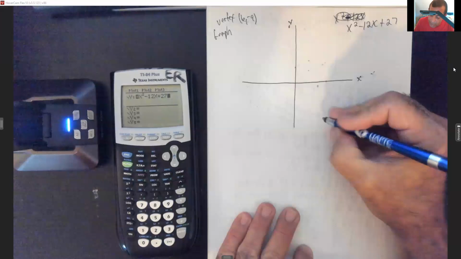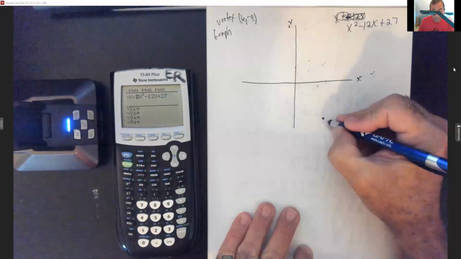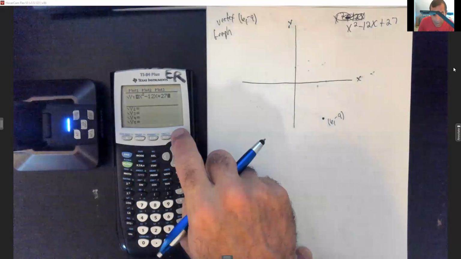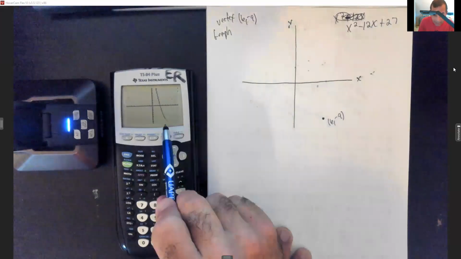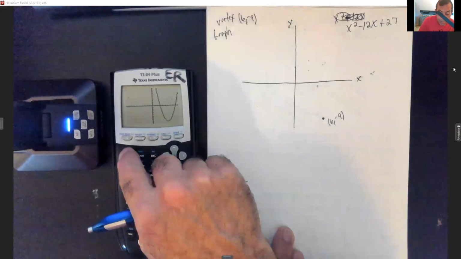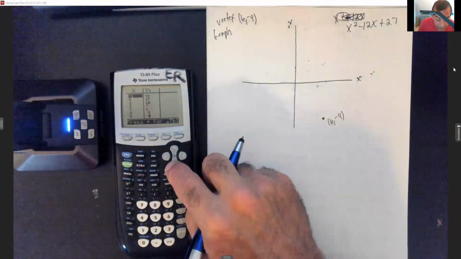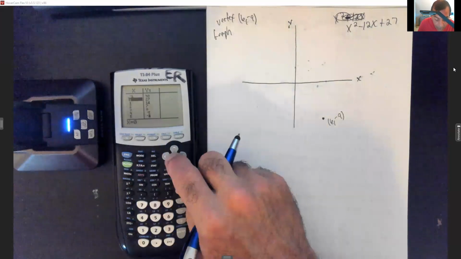So that would be (6, -9). Now, I can graph that and watch. It's going to put my little vertex right over here like I got it. If I want more points, I can go to second graph. And let's see what's happening at, ooh, I don't want to use that 40.